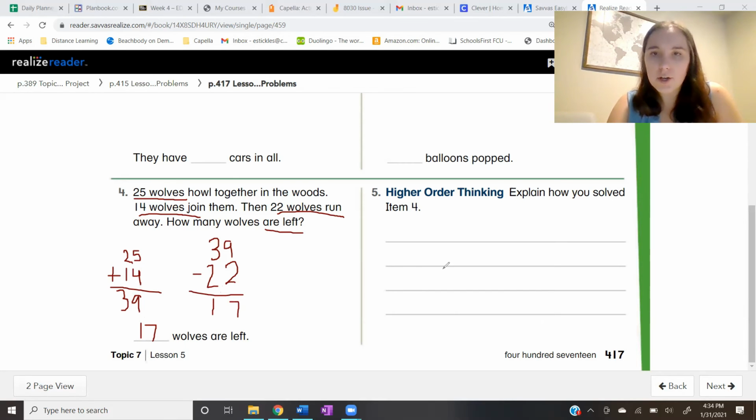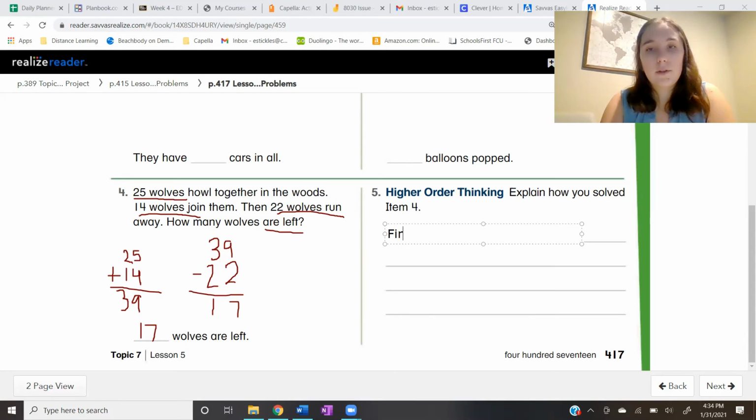And guess what, friends? We're actually going to do number 5 together too, because if we look at it, it says explain how you solved item number 4. So I want us to work on explaining how we solved something. So remember, you're going to write this out with me. Let's think, what did we do first? Well, let's look at our work. We took the 25 wolves that we started with, and we added the 14 that joined them to find how many wolves there were. So let's write that out.